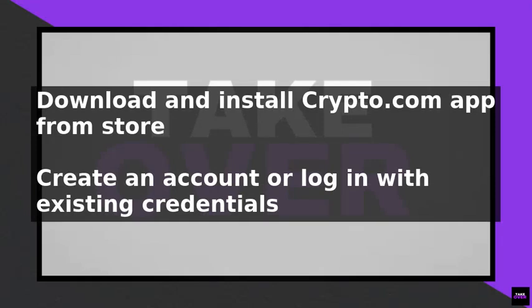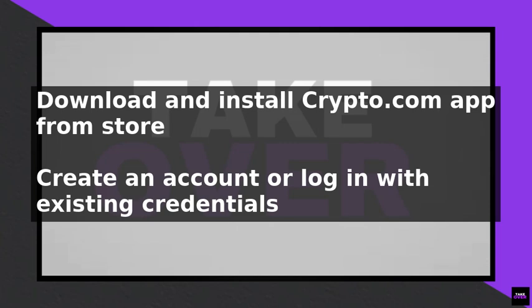To transfer to Crypto.com wallet, start by downloading and installing the Crypto.com app from the App Store or Google Play Store. Once installed, open the app and create an account if you don't already have one. If you do have an account, simply log in with your credentials. After logging in, navigate to the Wallet section of the app.